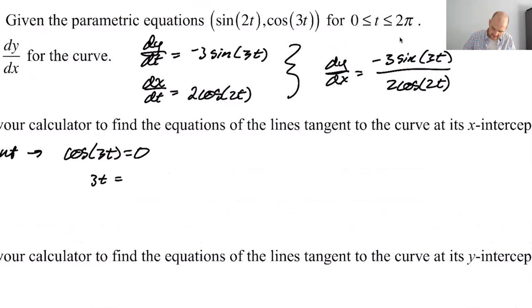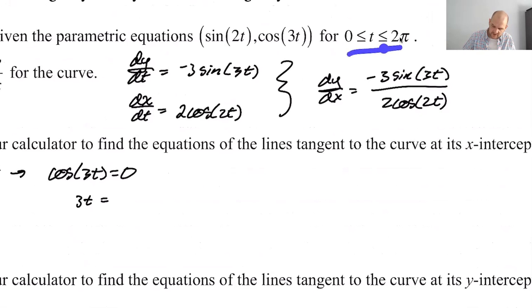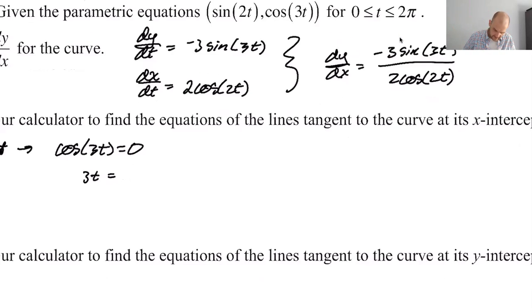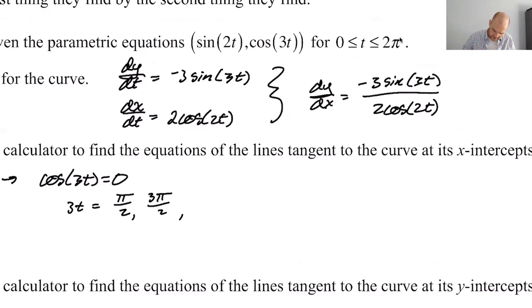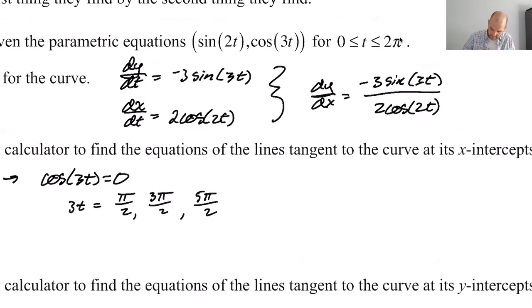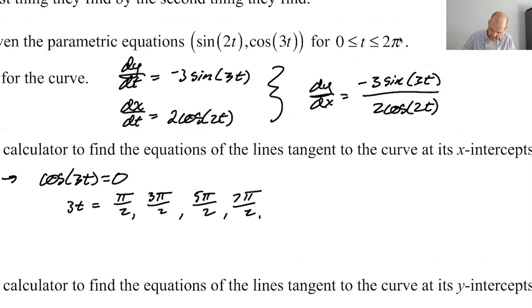So 3t. If t is between 0 and 2 pi, this is a good review. If t is between 0 and 2 pi, then 3t has to be between 0 and 6 pi. Get all those answers and then divide them by 3. So where's cosine equal to 0 on those intervals? Pi over 2, and then 3 pi over 2. And 6 pi is going to be 12 pi over 2. So we'll keep counting by 4s, I guess. So, 5 pi over 2. I mean, by 2 pi. Keep adding pi.